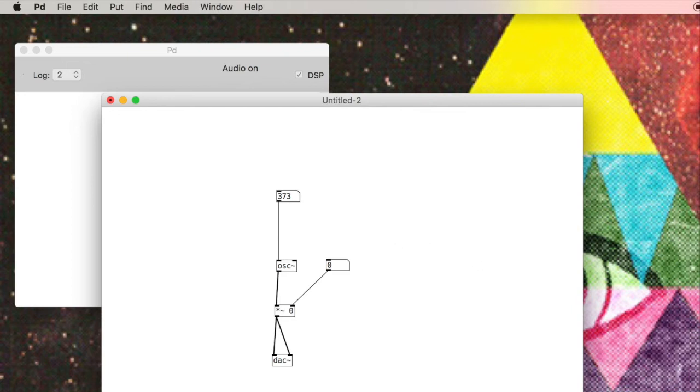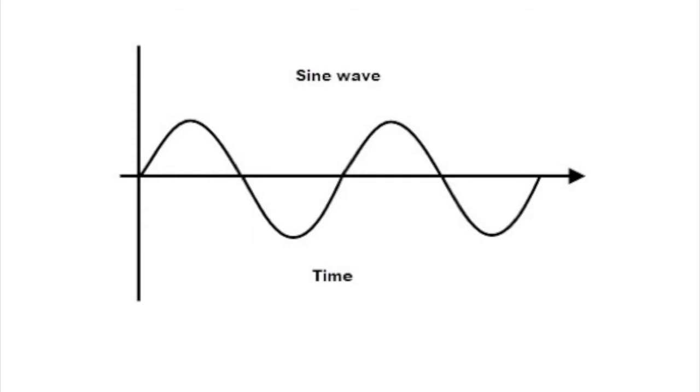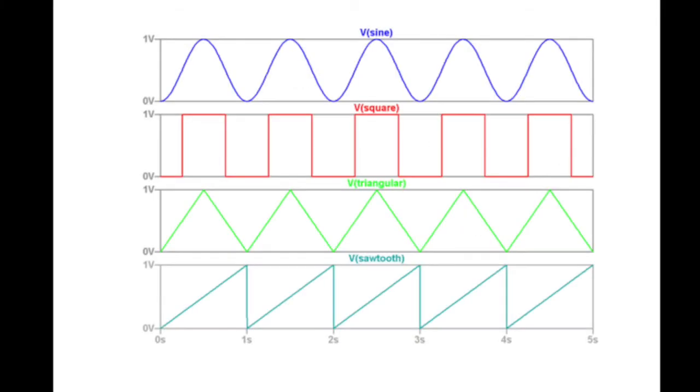Now, that is a sine wave, which is a very smooth sound. Here's an image of a sine wave. You can see it's a curved waveform, so it's not very abrasive. Now, if we look at this diagram of a lot of different waveforms, we can see square wave, triangle wave, sawtooth wave. Some of these ones with more angles are slightly more abrasive sounding.